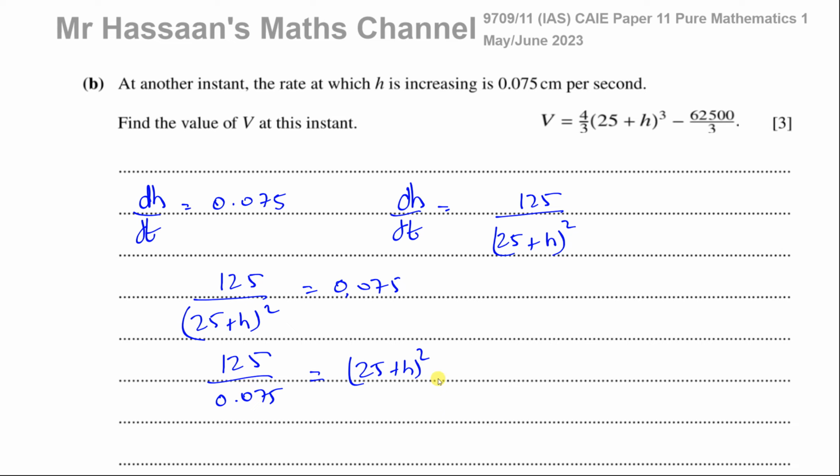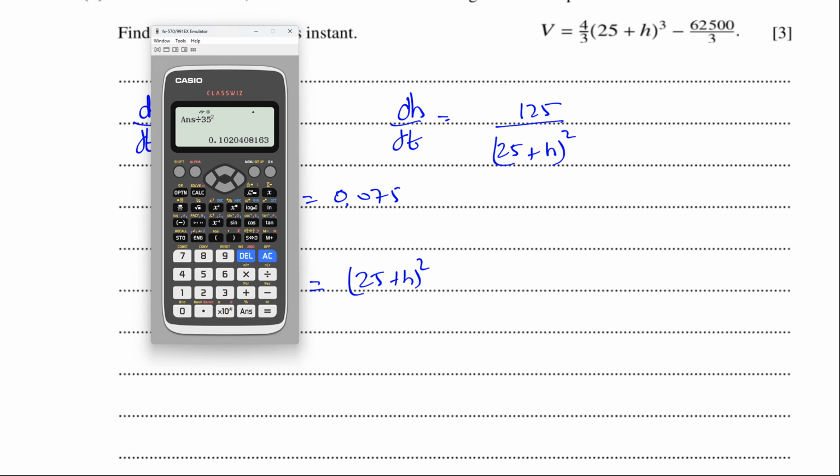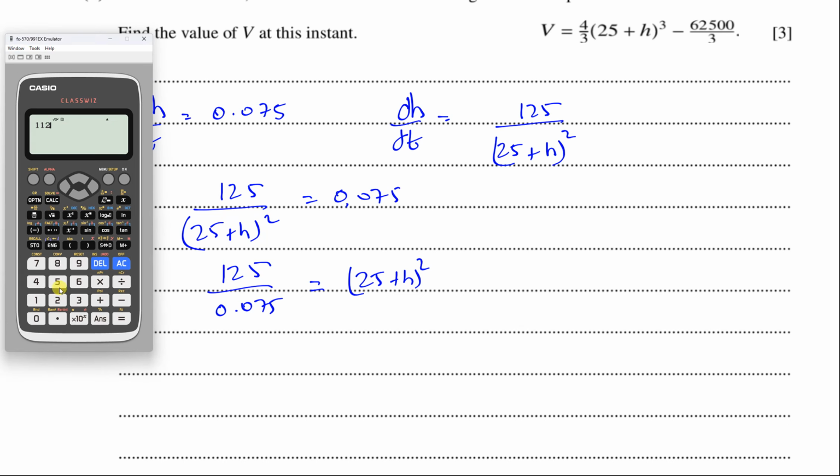If I solve this, I'll be able to find the value of h at the point when dh/dt is 0.075, and that value of h, I can put it back into this formula to find the volume at that same point. Okay, so now I'll find out what this is first. So I have 125 over 0.075.